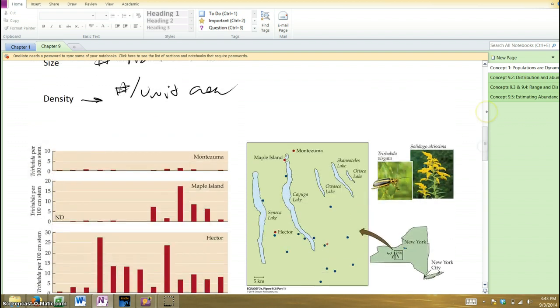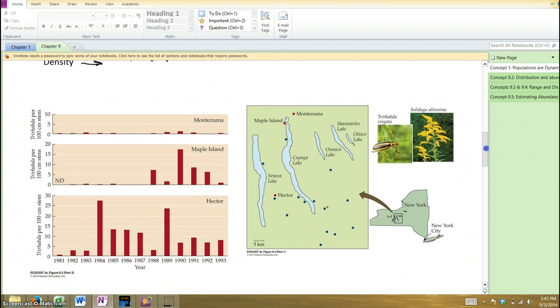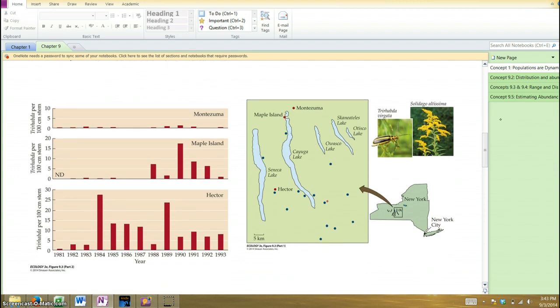And so here we see some studies that look at this particular type of insect that likes to hang out on goldenrods. And we can see there's various populations that have been studied. They're looking at three: Montezuma, Maple Island, and this one called Hector. And so you can see that some of the populations are larger than the others. The Hector is, for example, there's greater density and numbers of these individuals than the other populations.